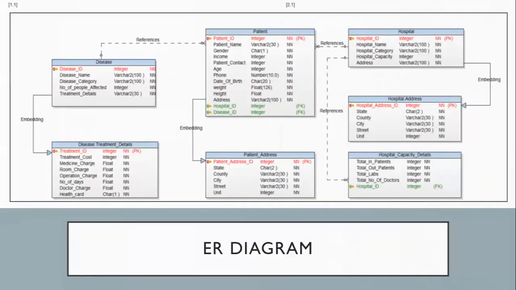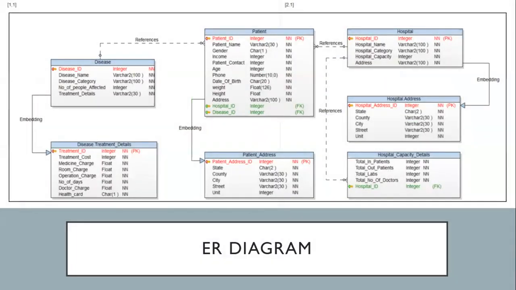Next slide, please. Yeah, so here is our ER diagram. Here we have the three tables. Our crucial tables are patient, disease, and hospital. A patient will give us the patient demographics in a particular area, which will include patient name, gender, income, patient contact, age, and etc. Similarly, a disease will have a disease ID, name, and category. Also, here you can see we have used embedding techniques. For the disease table, as you can see, treatment details will be embedded, and the treatment details will have treatment cost, medicine charge, room charge, and operation charge.